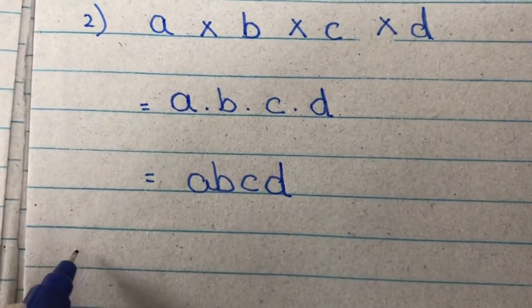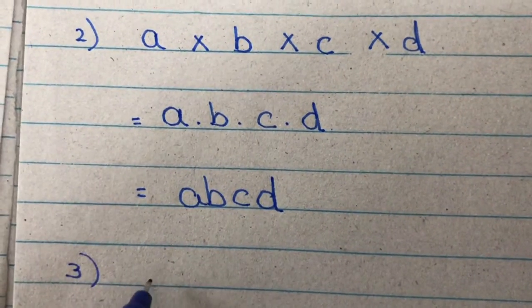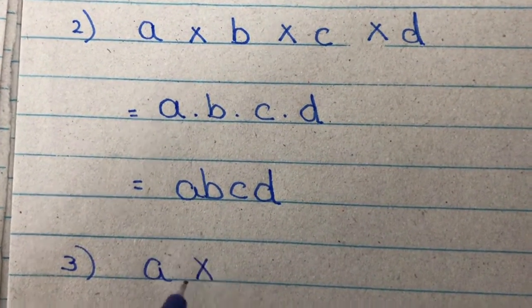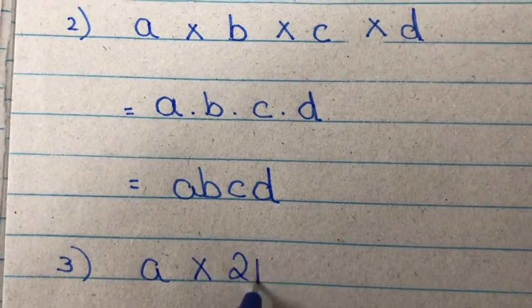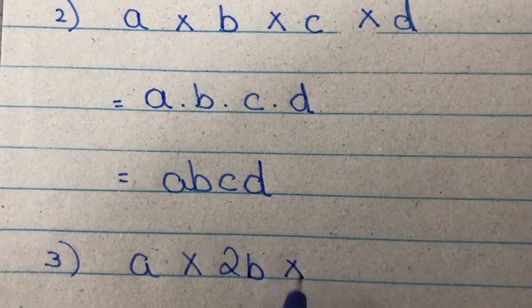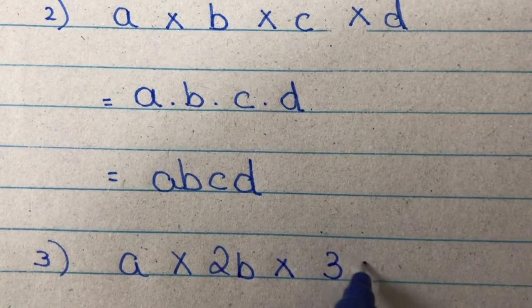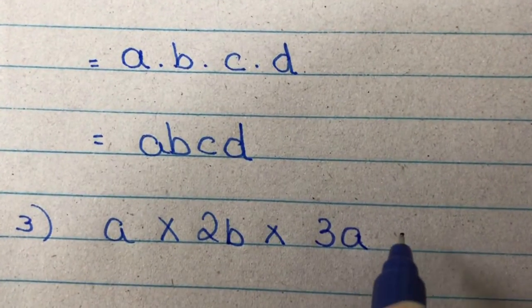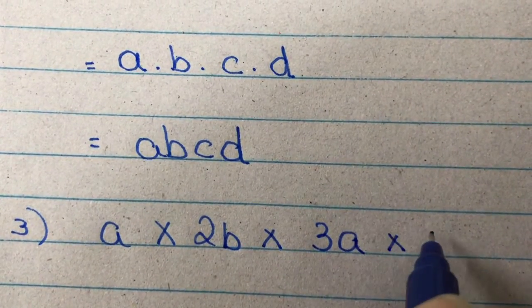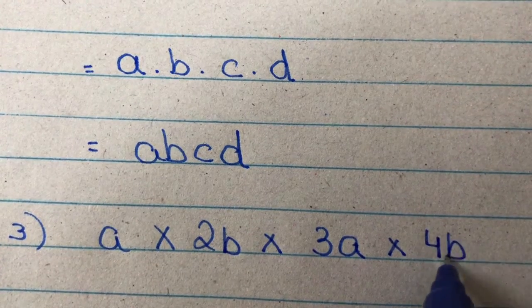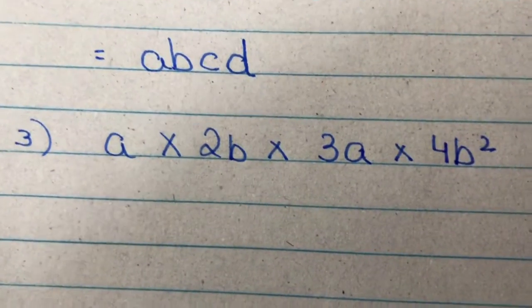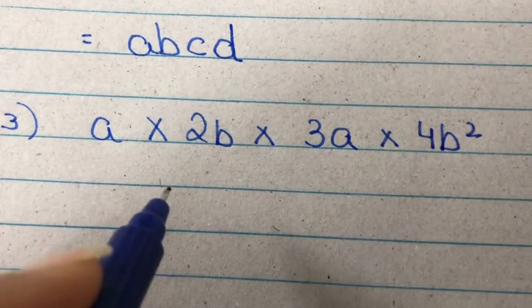What if we had something like A multiplied by 2B multiplied by 3A multiplied by 4B squared, right? Now you see, what do you do?